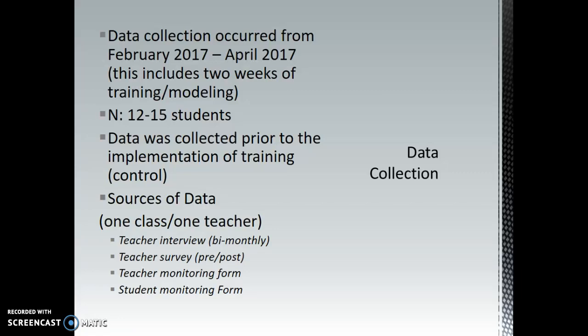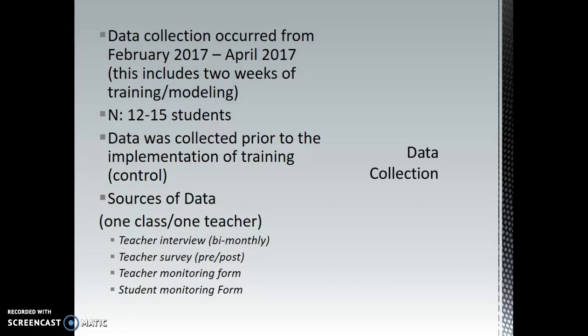Data was collected prior to implementation of training, which is my control. So we're looking at how this teacher typically performed on a daily basis with these students in implementing grade level, course level work. The sources of data were the teacher interview, which was done bi-monthly, the teacher survey, pre and post, monitoring of teacher practices as it relates to the 6 tenets of multi-grade level classroom practices, as well as monitoring student behavior.